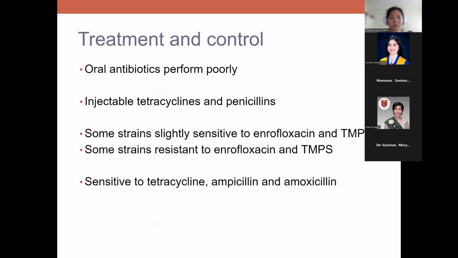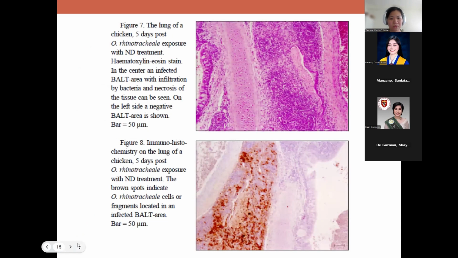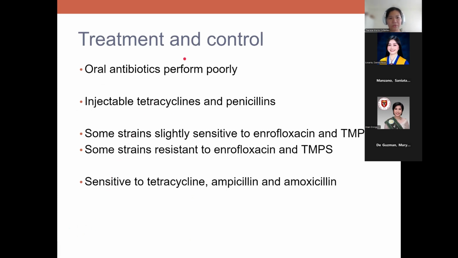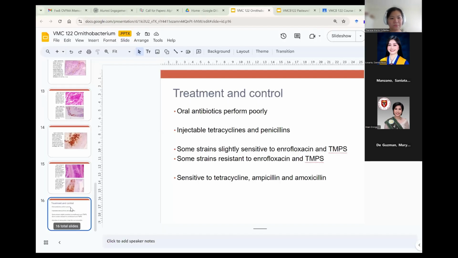For the treatment and control, the oral antibiotics will perform poorly, but if you use tetracyclines and penicillins, which are injectable, you may be able to control the disease. Some strains are slightly sensitive to enrofloxacin and PMPS, but some are considered resistant. They may be sensitive to the ones that are recommended for injection, so yung tetracycline, penicillin, and amoxicillin. Okay, so I think that is the last slide for treatment and control for Ornithobacterium.